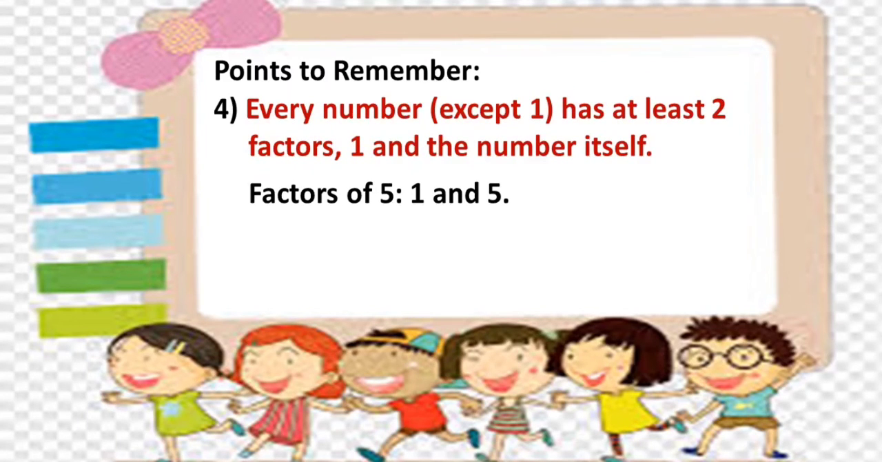And the fourth point that you have to remember is every number except 1 has at least 2 factors, 1 and the number itself. Setiap bilangan kecuali angka 1, setidaknya memiliki 2 faktor, yaitu 1 dan bilangan itu sendiri. For example, the factors of 5 are 1 and 5 because 1 times 5 is equal to 5.